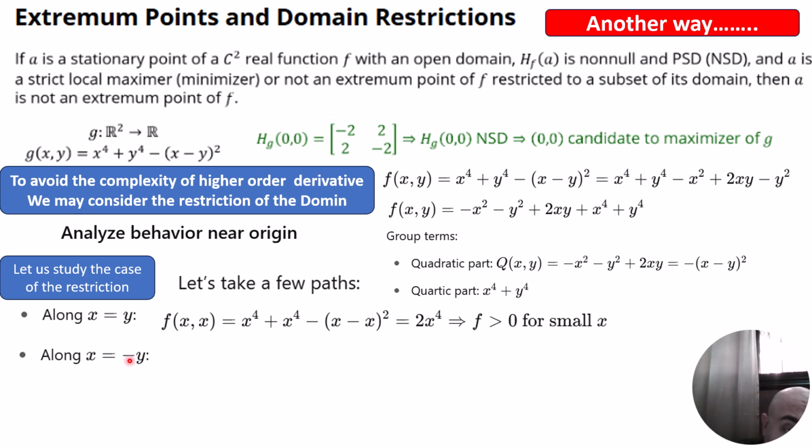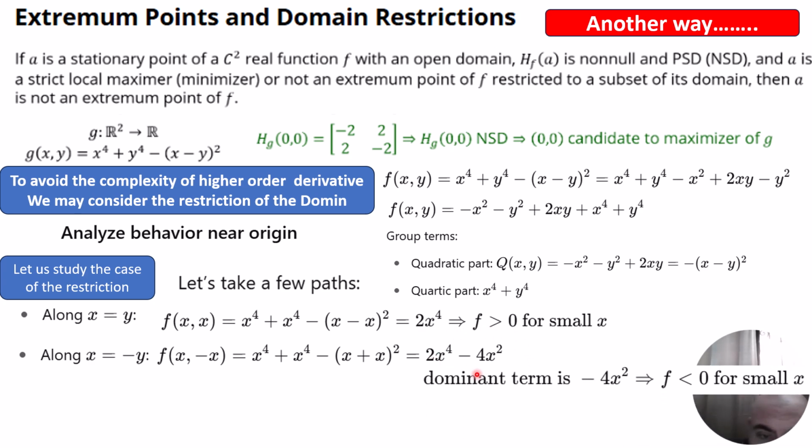If I use another path, which is x equal to minus y, and start substituting in f, I would have 2x to the power of 4 minus 2x to the power of 2. And here, the governing part for this relation near 0 will be the negative one.